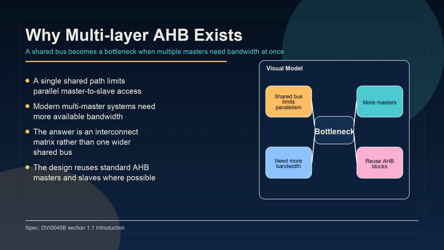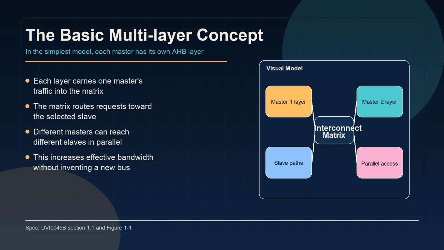The problem statement is straightforward. As the number of masters grows, one shared AHB path becomes a bandwidth bottleneck. Multi-layer AHB addresses that by using an interconnect matrix to create parallel access paths, while still reusing standard AHB masters and slaves wherever possible. The core architectural idea is simple enough to sketch in one picture.